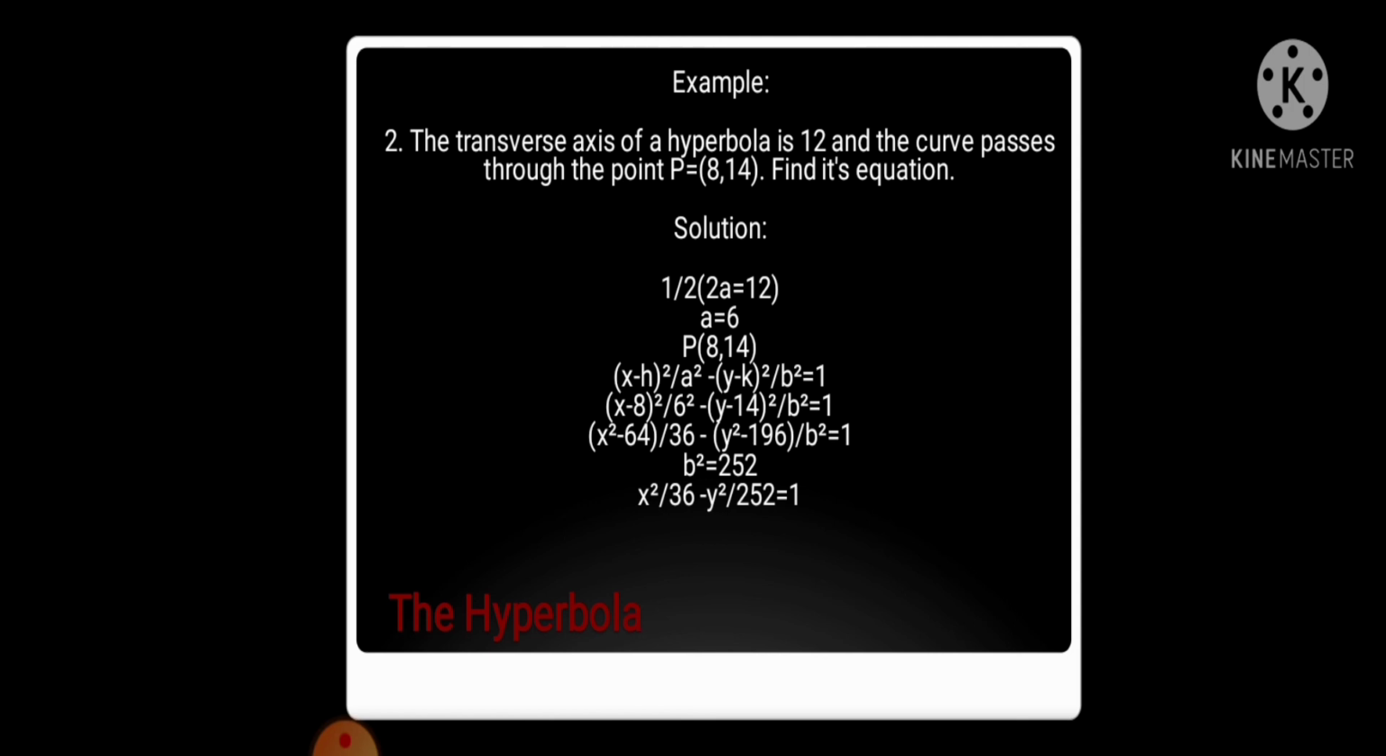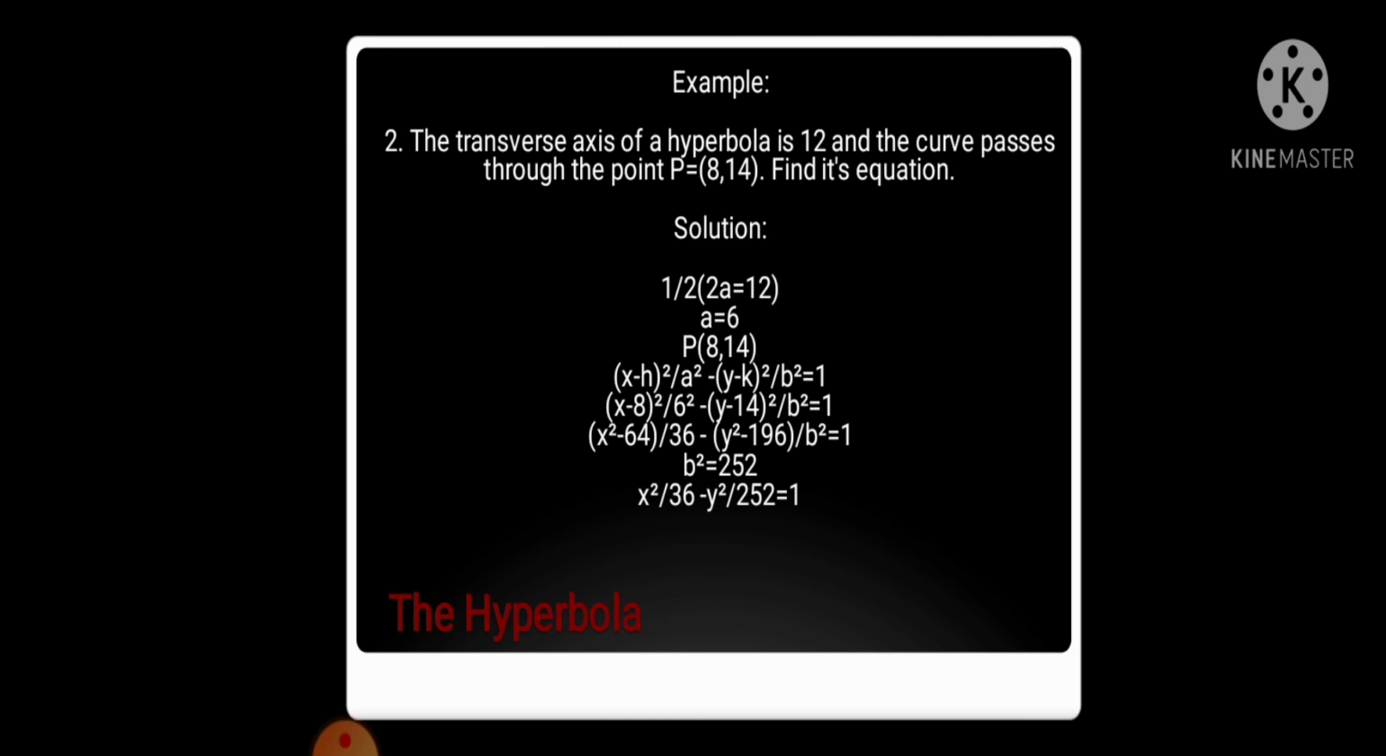So (x minus 8) to the power of 2 by 6 squared, wherein a equals 6. So minus (y minus 14) to the power of 2 by b squared equals 1. So (x minus 8) squared by 36 minus (y minus 14) squared by b squared equals 1. Wherein 6 times 6 equals 36. So 8 times 8 equals 64.